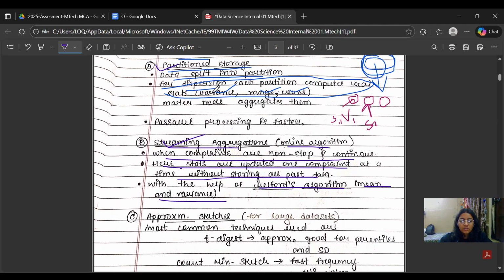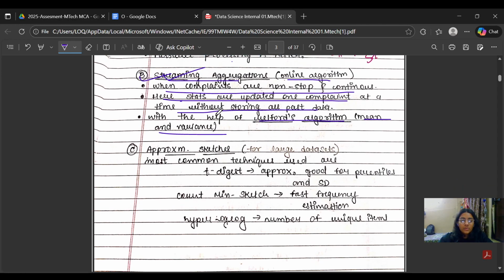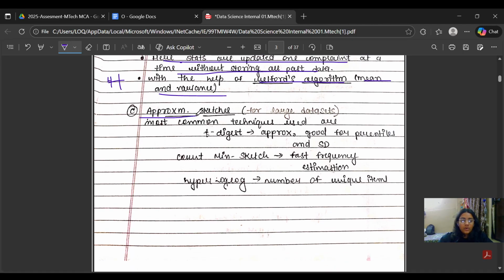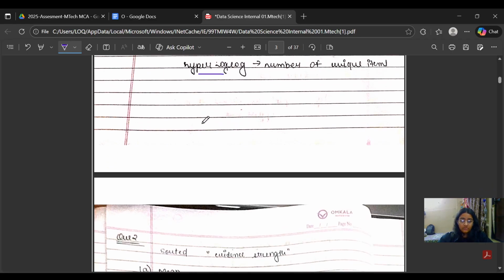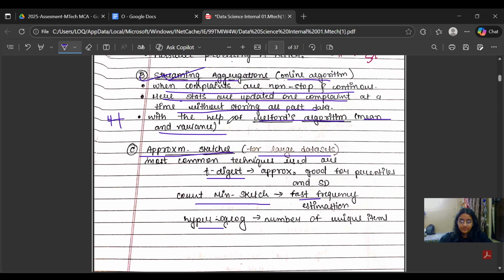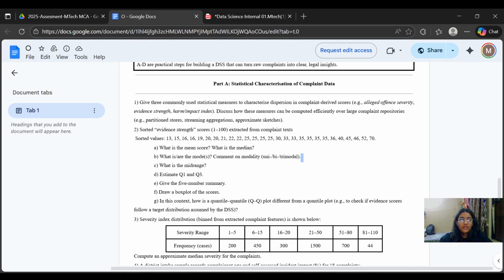So in partitioning we partitioned the data, and in streaming we apply an algorithm where we look at one complaint, then the second, then the third, one after another. Then approximation sketches, for large data sets. The most common techniques use the t-digest approximation, good for percentiles, count-min sketch for fast frequency estimation, and HyperLogLog. We apply all of these. This was the first question for part 1, internal 1.